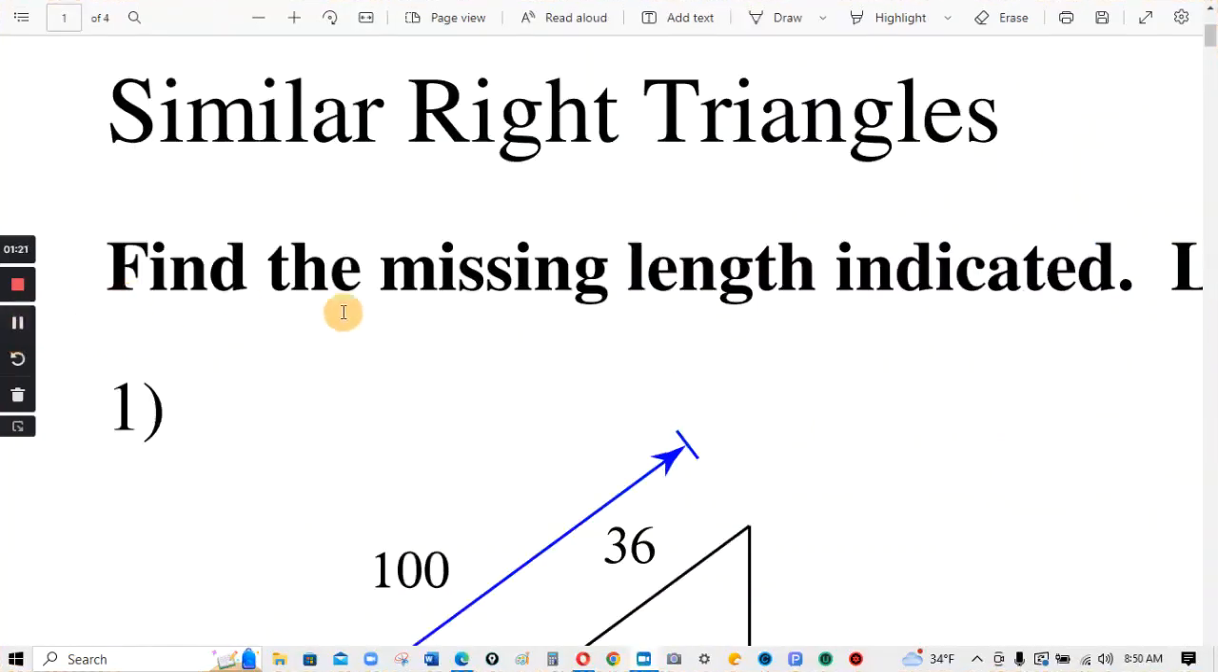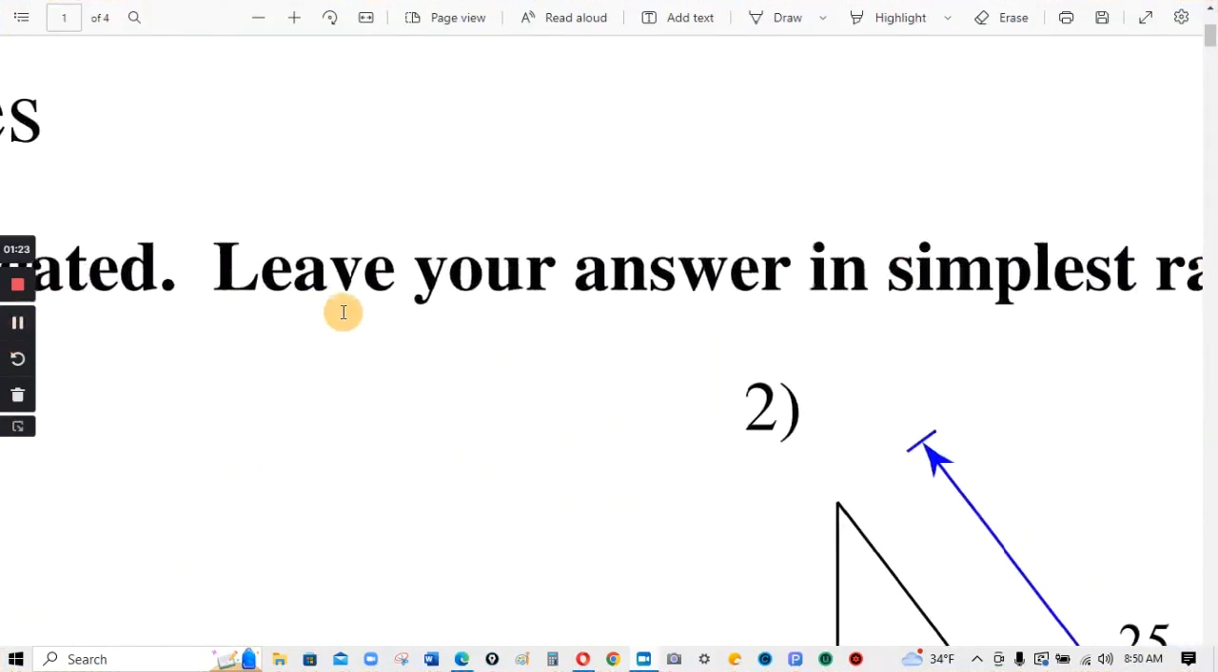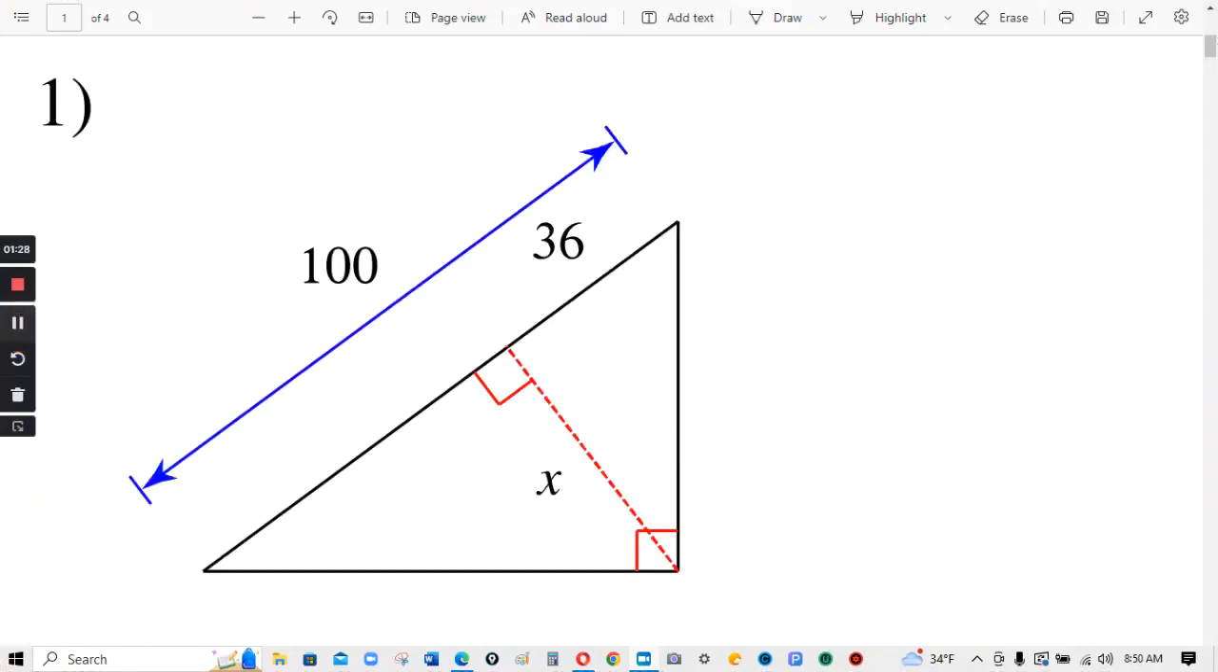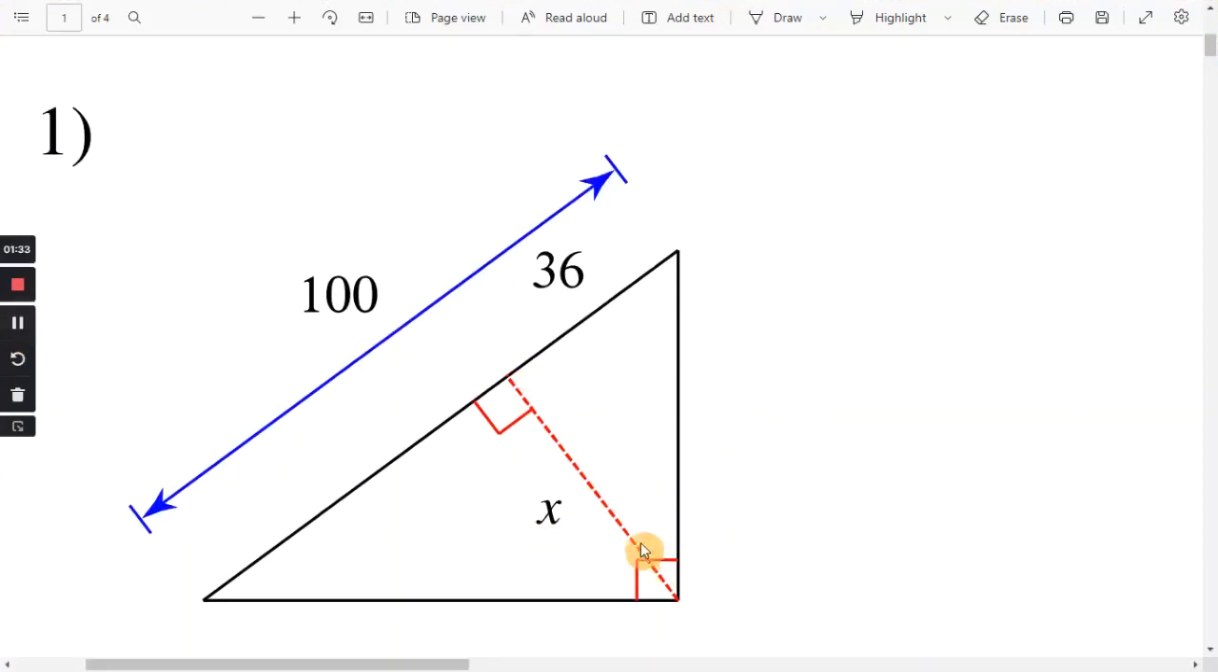Okay, they want us to find the missing length indicated. Leave your answer in simplest radical form. All right, let's look at number 1. We can see the big triangle here has a right angle right here. When you draw in the altitude, you start at the right angle and you go to the base, and it's perpendicular to the base. So this line right here is an altitude.